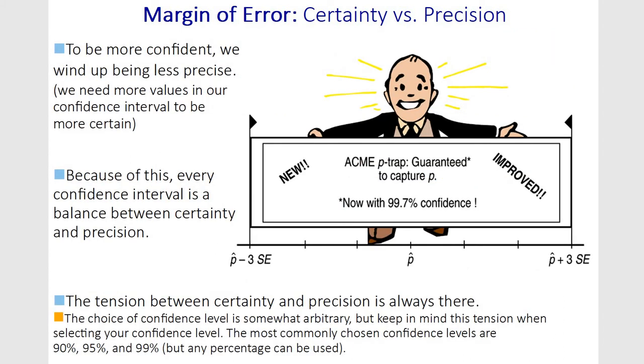Okay, so what's better, being more certain or more precise? Would you rather be 99.7% confident, but having this huge range? Or is it better to have a 90% confidence in a much smaller range? What's going to be better for your situation? And that's really what the key is.